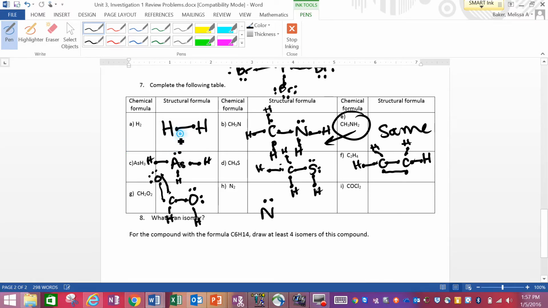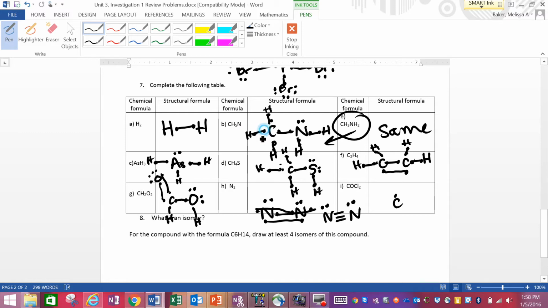N2, N's got 5 valence electrons, so 2 with 5. Let's bond these then. 1, 2, 3. That's a really messy triple bond, so I'm going to redraw it. 1, 2, 3. There is a beautiful drawing of N2.